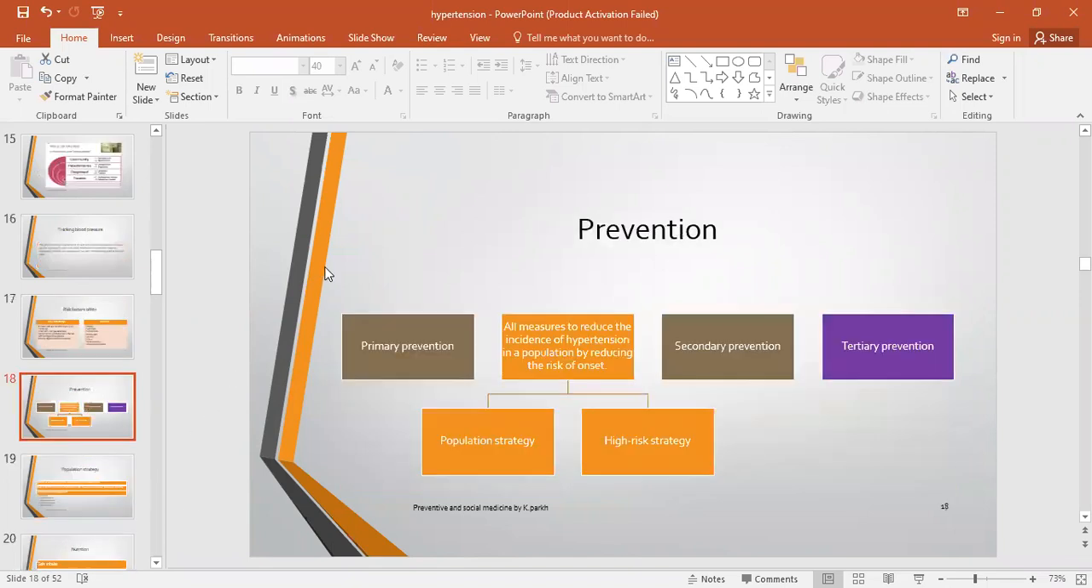Now we come to the preventive strategies of hypertension. There are primary, secondary, and tertiary prevention. In primary prevention, all measures aim to reduce the incidence of hypertension in a population by reducing the risk of onset, with the help of a population strategy or a high-risk strategy.